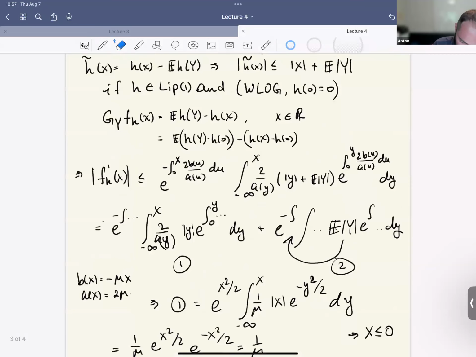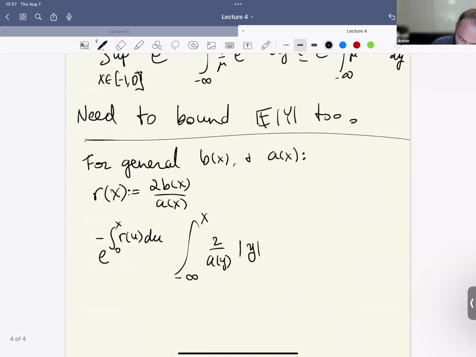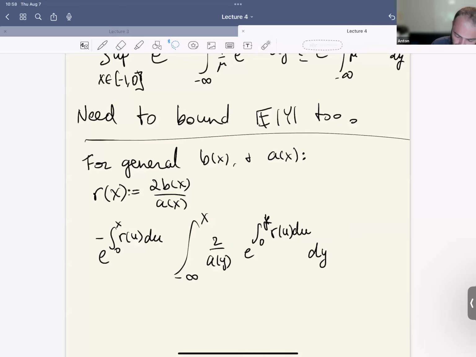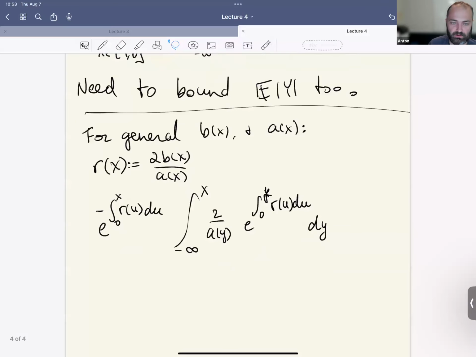And here, bear with me, please. Okay, e to the 0 y r of u du dy. And I want to show you how to do it without this absolute value of y. Right, so a lot of back and forth, but this is the term I want to focus on.